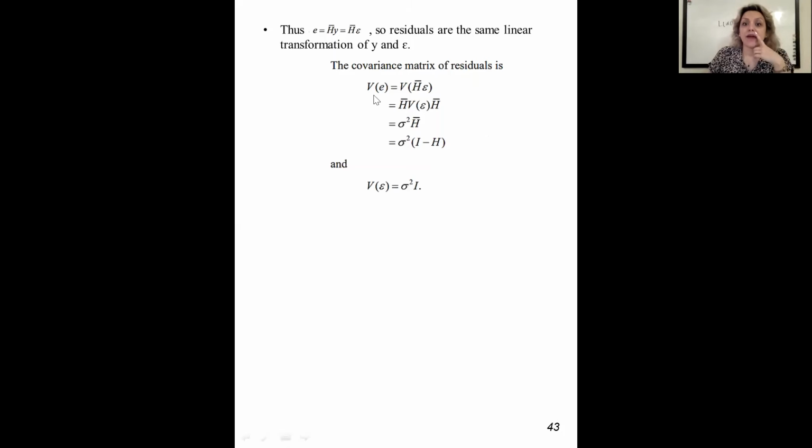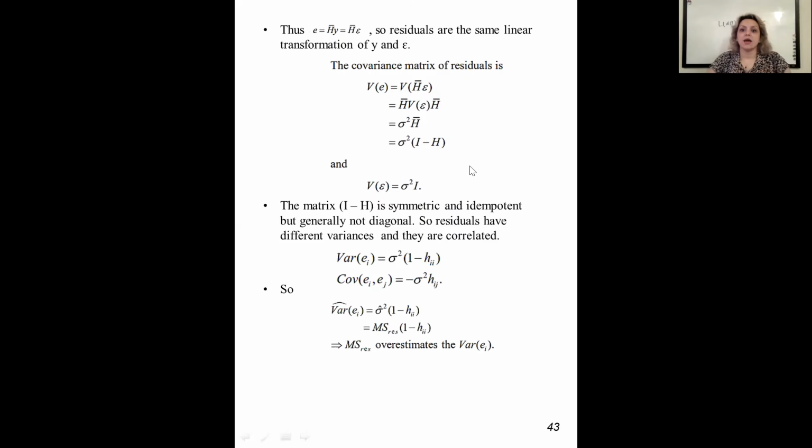We can write down the variance of E as well. So the variance of E is equal to the variance of H complement times epsilon, which is H complement times the variance of epsilon. We would just try to move this one out. But at the end, the equation that we would use is that the variance of E is equal to, here, the variance of epsilon is equal to sigma squared I, and this is the equation that we had before as well.